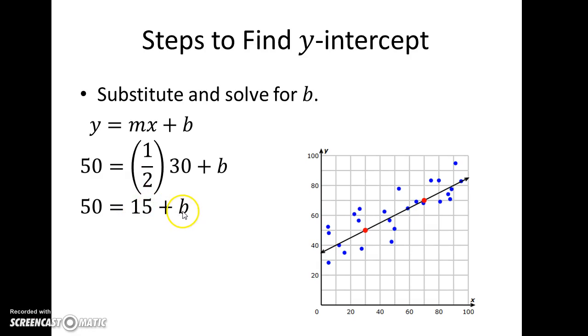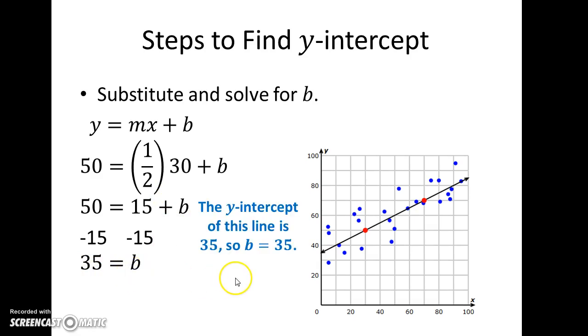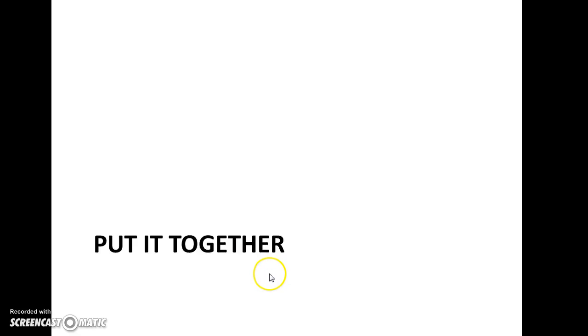To get b by itself, I need to get rid of the 15. Since this is a positive 15, I'm going to subtract 15 from this side and subtract 15 from that side. These 15s are going to cancel out. 50 minus 15 is going to give me 35. But b is just going to come down, so 35 is b. In other words, the y-intercept of this line is 35, so b is 35. And again, we looked at it and we estimated 35, so our estimate was actually right on.